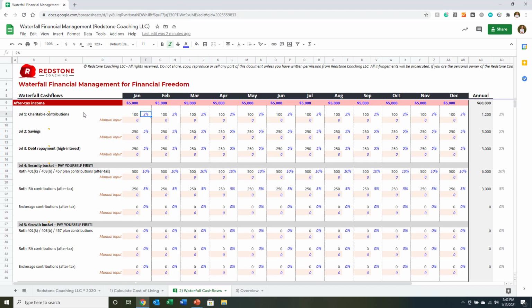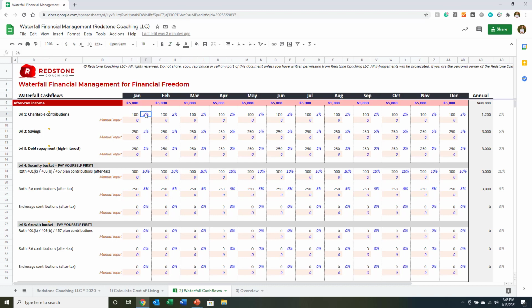So walking through how you're going to input information into the second sheet, again, you're going to have months. So you're going to have January, February, March, April, May, June, July, etc. So the very first thing you want to think about is after-tax income. How much money am I going to be making after tax? So of this $5,000, my level one is how much money do I want to set aside for charitable contributions? Well, maybe right now you believe, okay, I'm not in the position, maybe 0% or 1%. All right, so for this example, I'm just putting aside 2%.